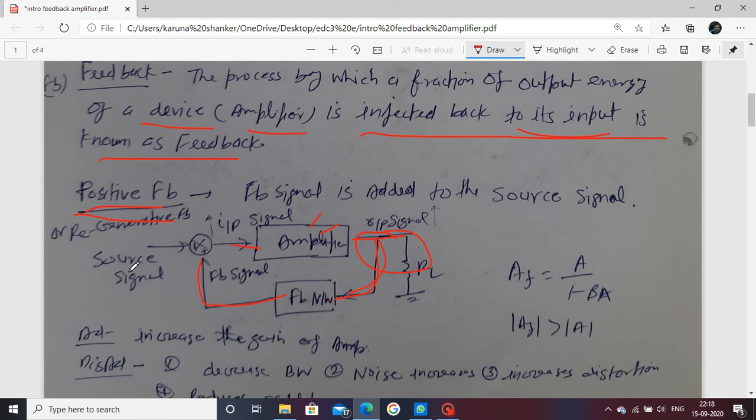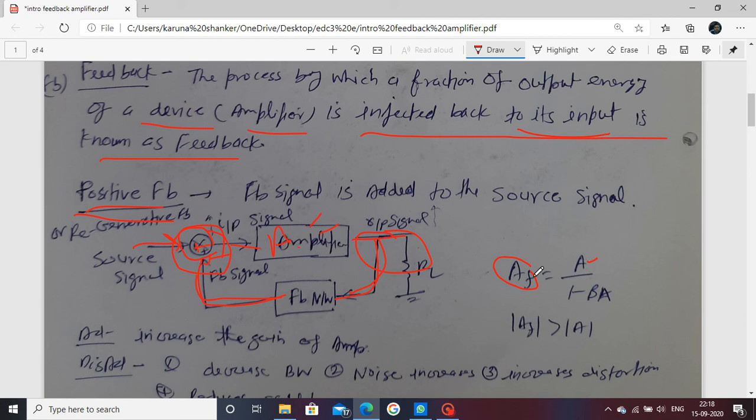You see here, this is your source signal coming inside, and this is your feedback signal coming in from this side. This is your summer: both signals are added, positive and positive. Now this added signal goes into your amplifier as input. This is your positive feedback amplifier. This is your open loop gain A, the internal gain of the amplifier.